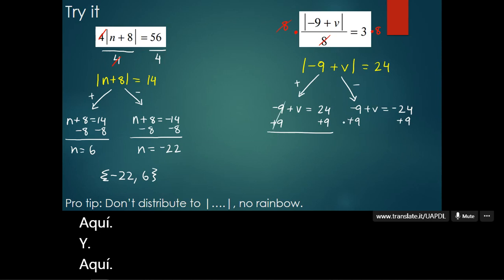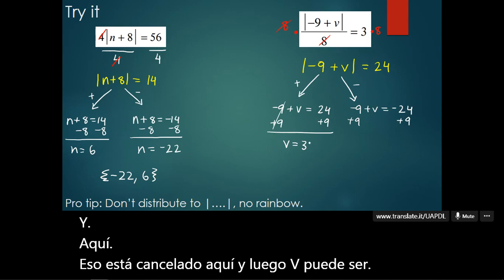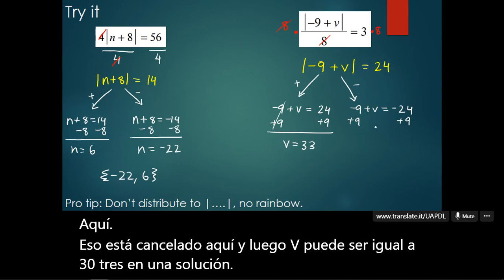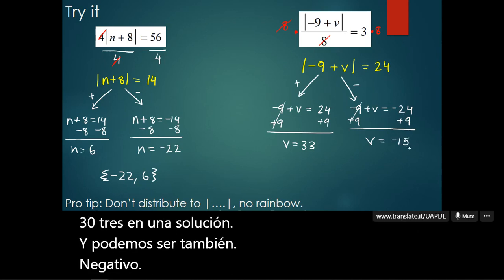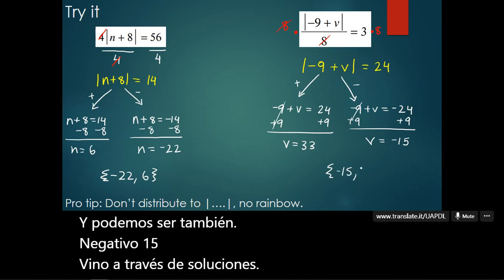That's going to cancel out here, and then v can be equal to 33 in one solution, and v can also be negative 15. Okay, so your solution is going to be negative 15 comma 33.